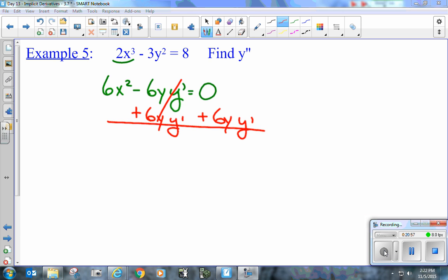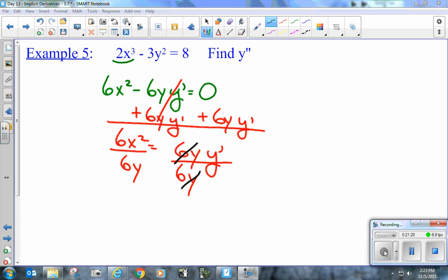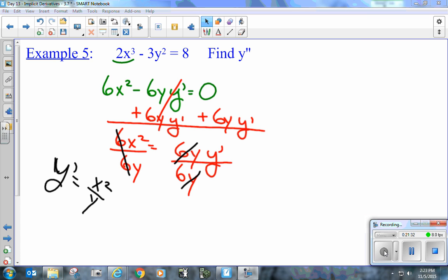Gone. 6x squared equals 6y times y prime. Now, how do I get y prime alone? Divide by 6y. Okay, this goes away, and my y prime equals, will these cancel? Sure. So we can say x squared over y. That's the first derivative. Now we're going to use this to find the second derivative.